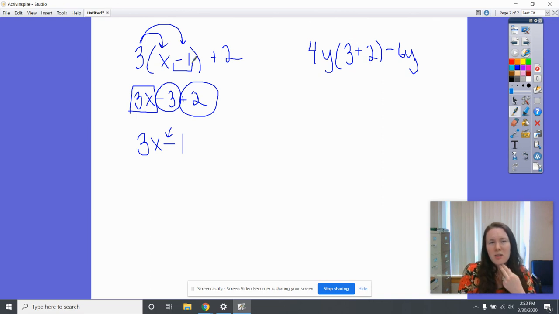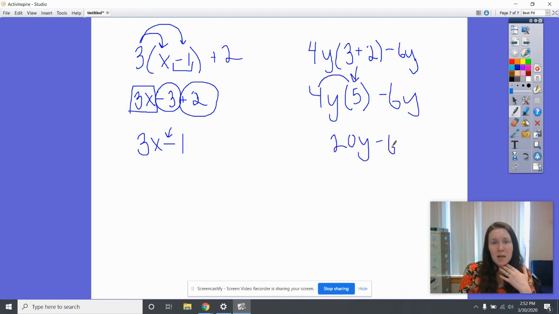So notice all this other stuff, these were not like terms, so we could never do anything with the parentheses. But because 3 plus 2 is just something we can solve, we just know it's 5. So I can just add those together and get 5. Then this is really short. 4y times 5, that's 20y, minus 6y, so we still ended up with our 14y.